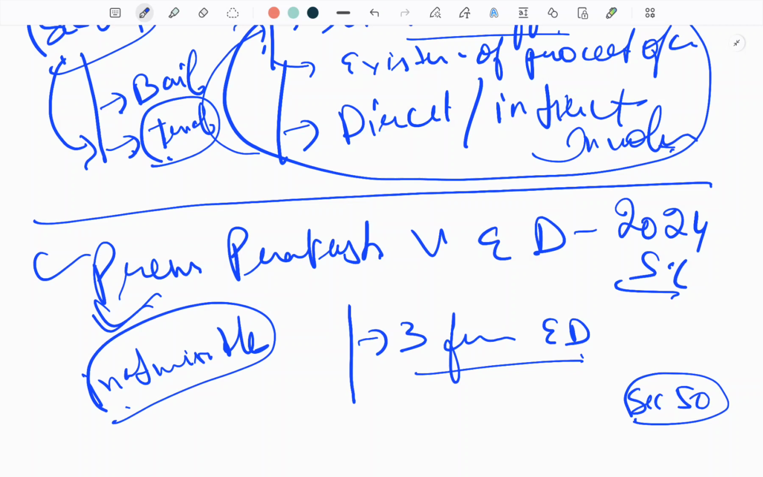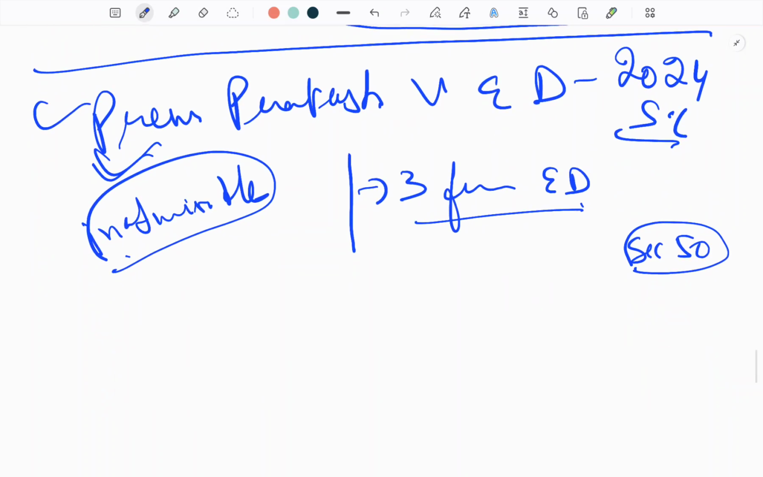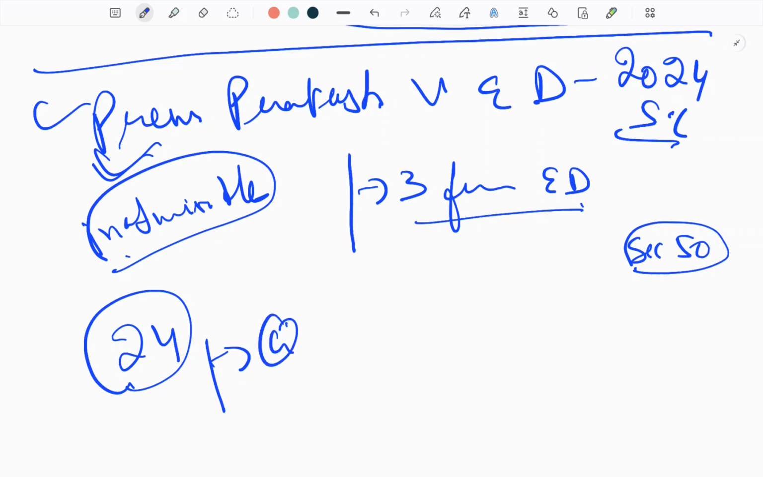So in section 24 there are 2 types of presumption. First is a mandatory presumption. Second is a discretionary presumption. A part is a mandatory presumption, B part is a discretionary presumption. These are the judgments which generally say so.